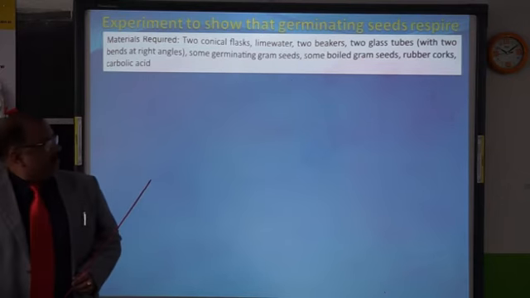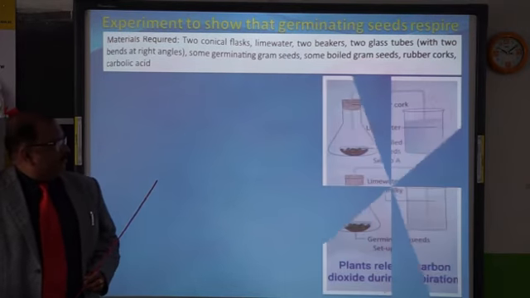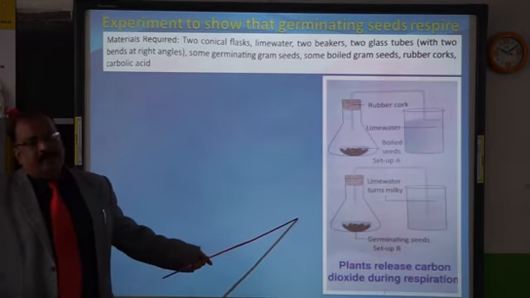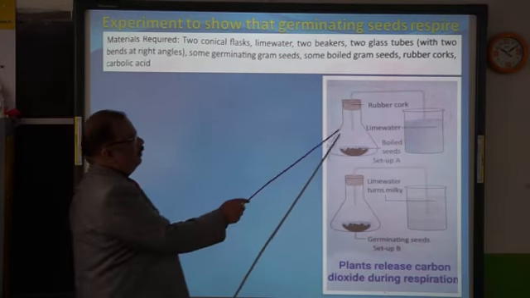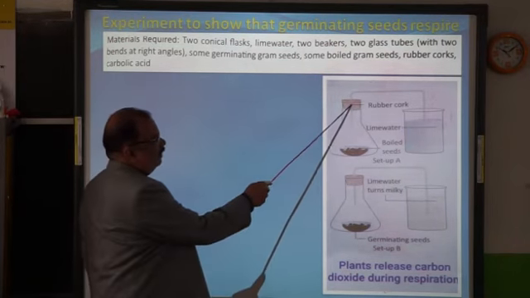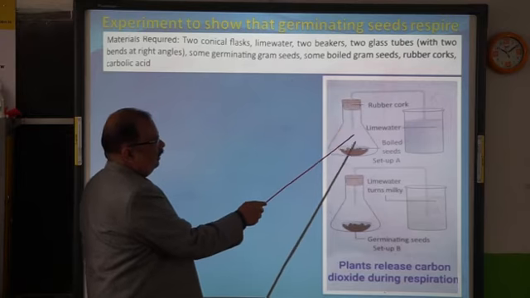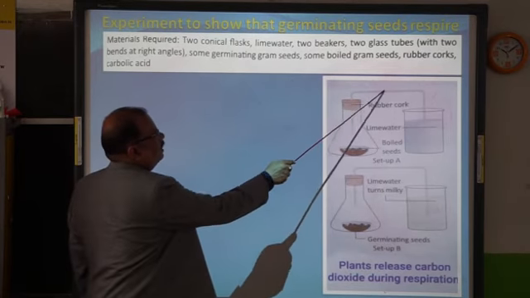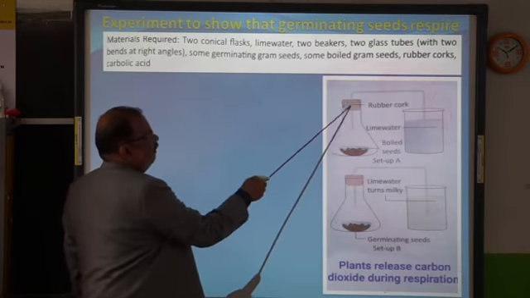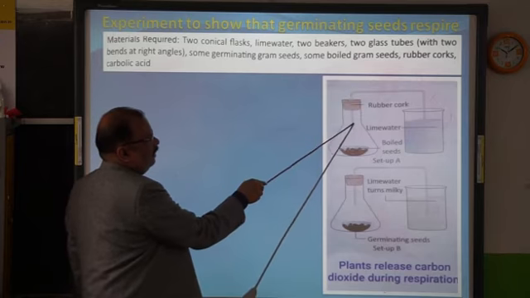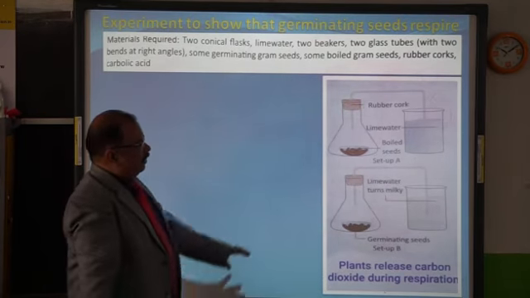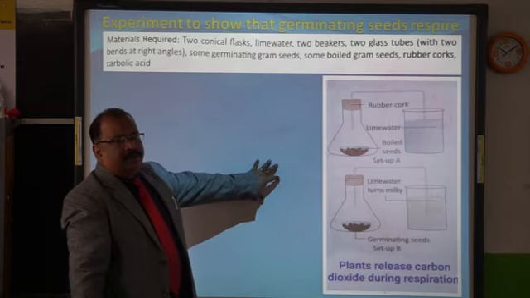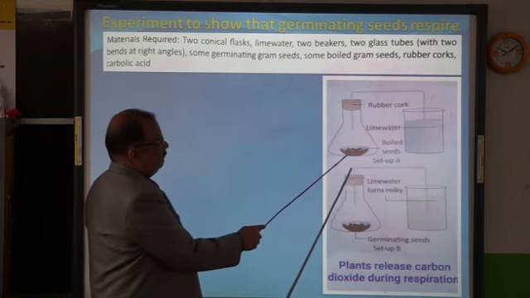Let us see the apparatus. This diagram is also given in your book. You can refer to your book. All of you know that this is the conical flask, this is the rubber cork, and the glass tube which I was telling you, it is bent in 2 places at right angle, and this is the beaker. So you have to do just like this.